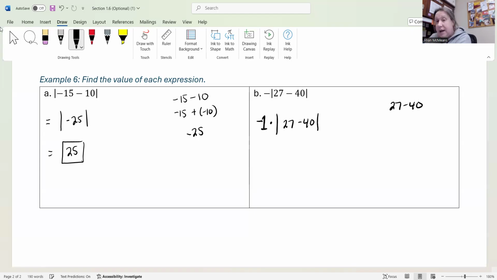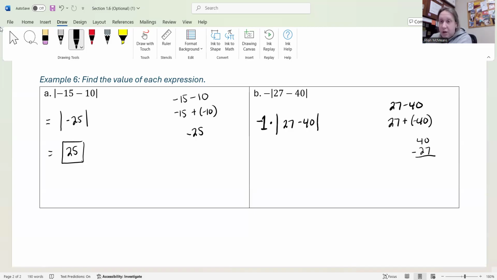I want to convert that to addition. So we're taking 27, we're subtracting positive 40. That's going to be 27 plus the opposite of positive 40, which is negative 40. So I'm adding two numbers with different signs. That means we really subtract the absolute values. So the absolute value of negative 40 is 40. The absolute value of 27 is 27. So I'm going to subtract 27 from 40.